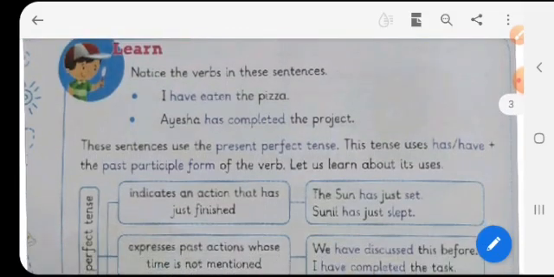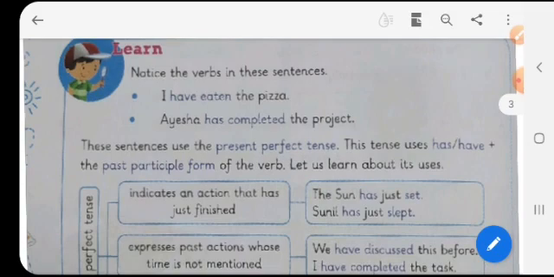Now let's learn something more. Now notice the verbs in these sentences. I have eaten the pizza. That means I have already done the work, a little while ago. Aisha has completed the project. Now here, what is being done? Now these sentences use the present perfect tense. That is a work already done. This tense uses has and have plus the past participle form of the verb.